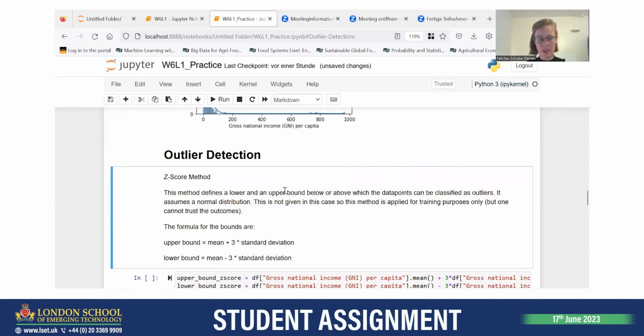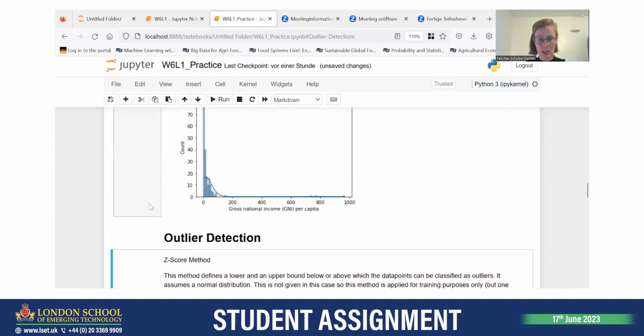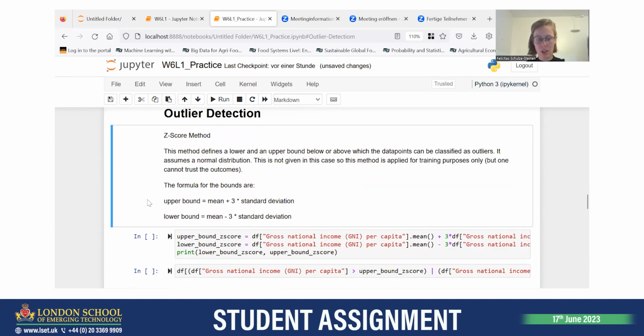We start with the Z-score method. This method defines a lower and an upper bound below or above which the data points can be classified as outliers. It assumes a normal distribution, which is not given in this case, as you can see here. So this method is applied for training purposes only, but we cannot really trust the outcomes. The formula for the bounds are, for the upper bound, mean plus 3 times standard deviation, and for the lower bound, mean minus 3 times standard deviation.